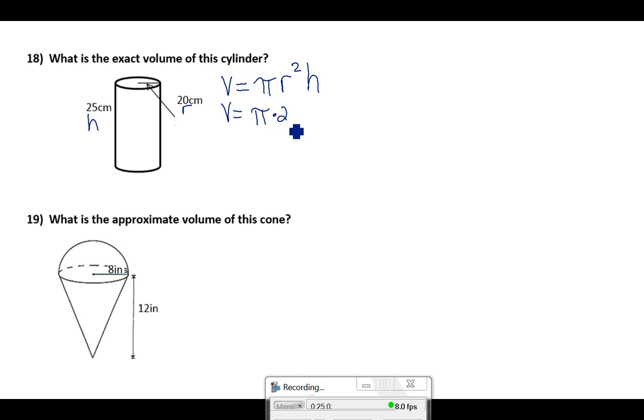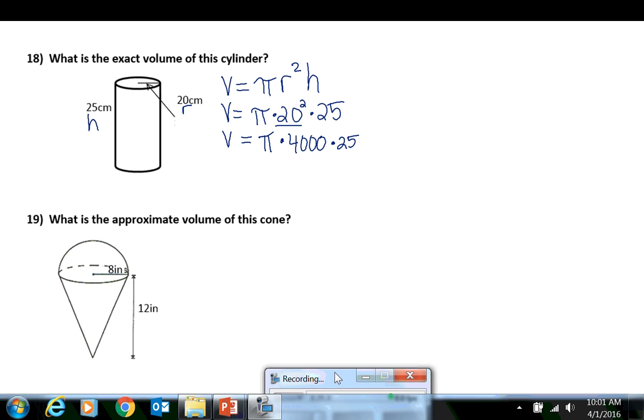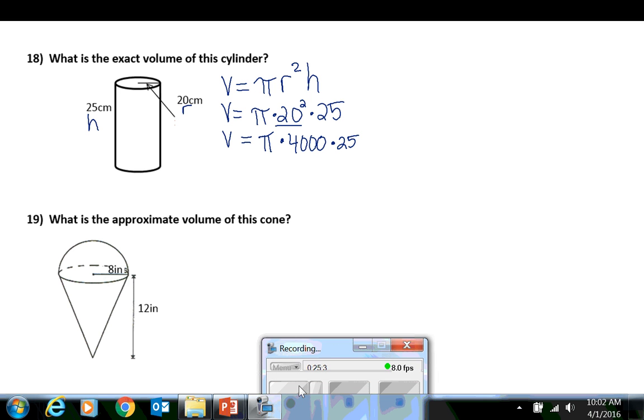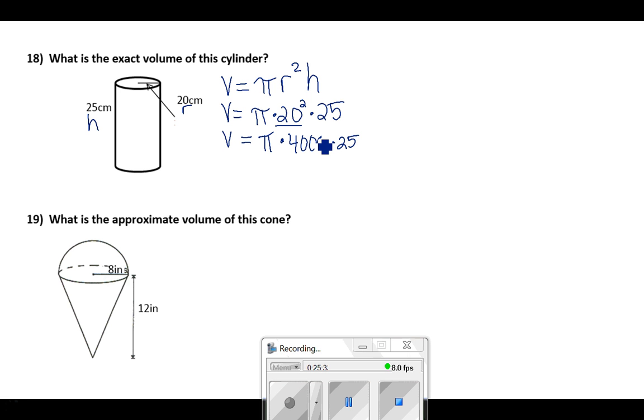R is 20, so 20 squared times H, which is 25. We're going to keep solving it, so we're going to do the multiplication by squaring this first. So V equals pi times 20 squared, which would be 4,000, times 25. And you probably caught on that I messed that up. That is not 4,000. So let's start over with that one.